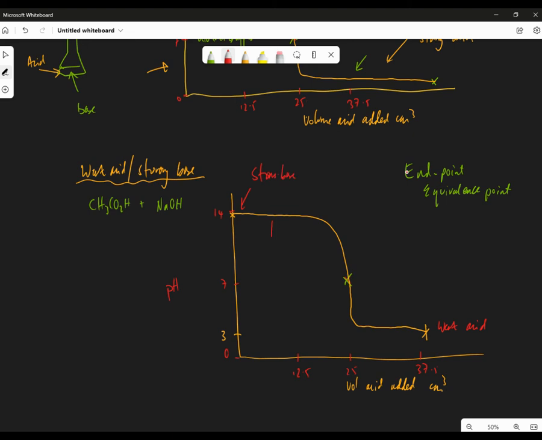Okay, now here we've got a nice falling curve. Here it flattens out again because this is our buffer region. And this buffer region is a weak acid, which is in excess now, and the salt of a weak acid. So that's why this looks like a buffer here.